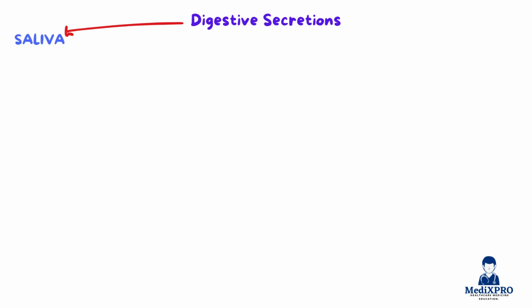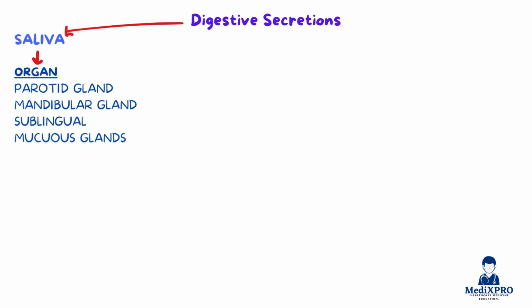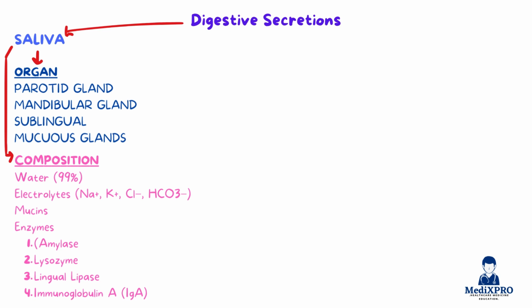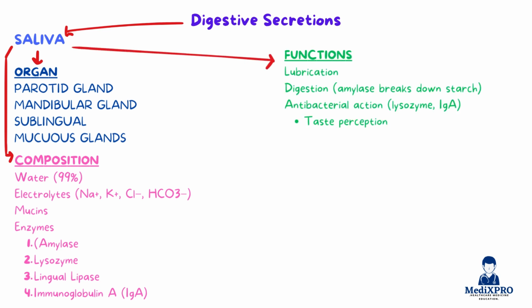First, saliva, the very first secretion your digestive system produces, comes from the parotid, submandibular, sublingual, and minor mucous glands. It's made up of 99% water, electrolytes like sodium, potassium, chloride, and bicarbonate, mucins for lubrication, enzymes such as amylase for starch, lysozyme for bacteria, lingual lipase for fat, and IgA for immune defense. It lubricates food, starts starch digestion, fights bacteria, and helps with taste.